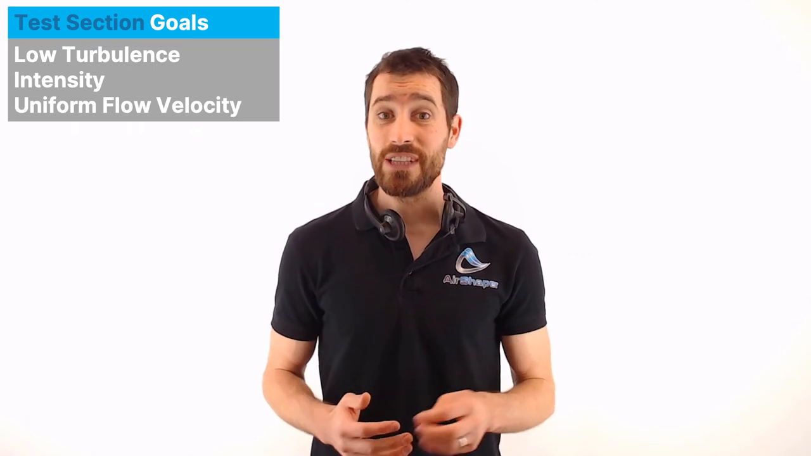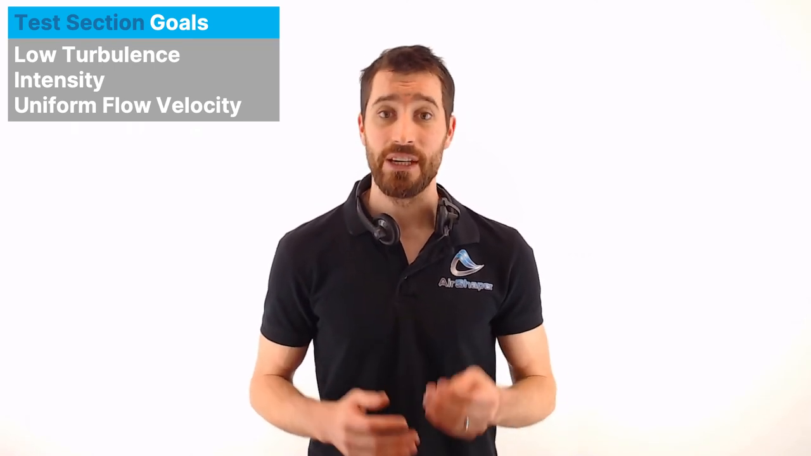Whichever return type you go for, it's very important to have good flow characteristics at the test section. Typically, the goal is to have low turbulence intensity, a uniform flow velocity, and a thin boundary layer. Let's have a look at the typical components of a wind tunnel and how they're set up to achieve this.